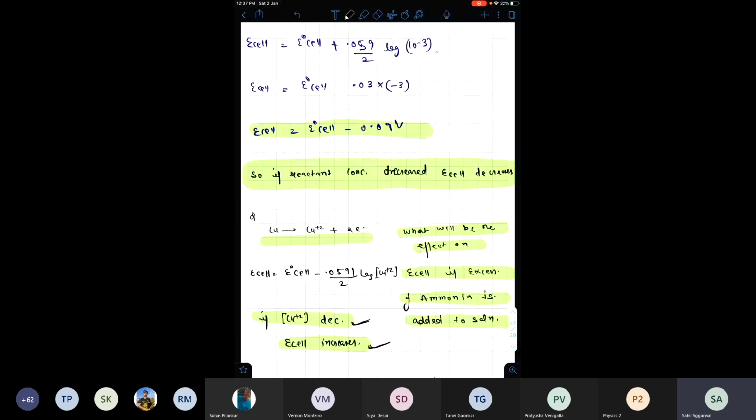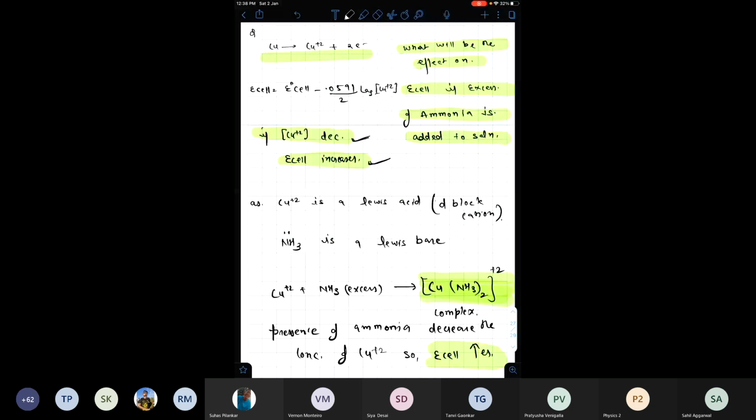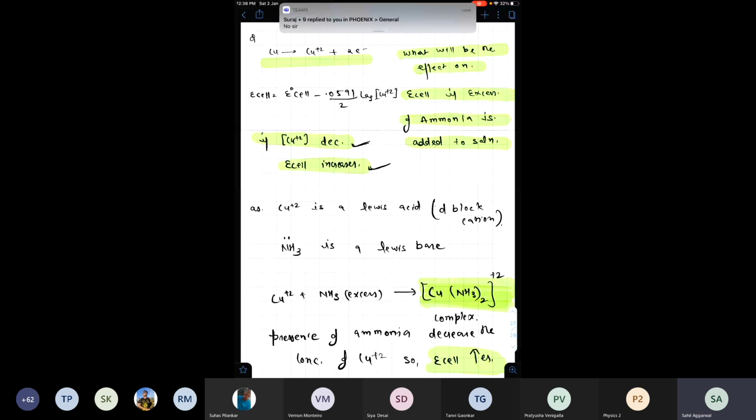Suraj, you are in this question or the previous question? I told you both these things in the last class also. Suraj, you want to ask something in this? That means if product concentration decreases, E cell value increases. If reactant concentration decreases, E cell value decreases. Any doubt till here?